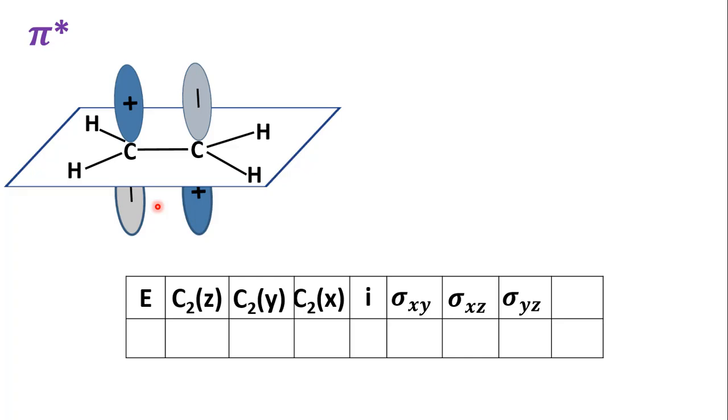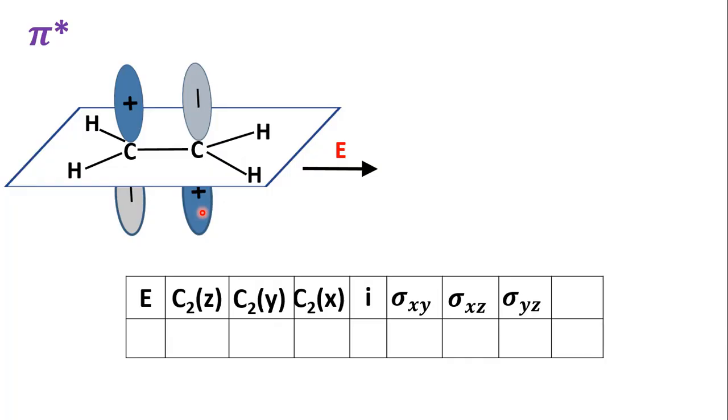Next, we are going to look at the anti-bonding molecular orbital. The only difference is that in the case of the bonding molecular orbital, there are 2 positive lobes at the top, whereas for the anti-bonding molecular orbital, there is 1 positive lobe and 1 negative lobe at the top, and 1 negative lobe and 1 positive lobe at the bottom.